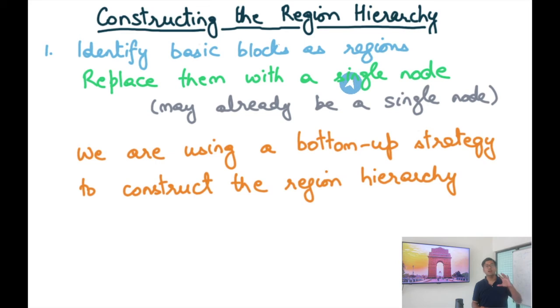We've already discussed how a control flow graph can be split into basic blocks: you identify all the straight line sequences of instructions which can only jump to the beginning of that sequence of instructions, and then you replace them with a single node, and you record this relationship between the node and the constituent sequence of instructions. So that forms one level of my region hierarchy. Notice that we are using a bottom-up strategy to construct the region hierarchy, and that's why we start with constructing the regions associated with the basic blocks.